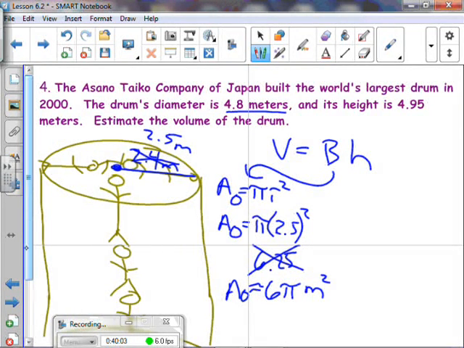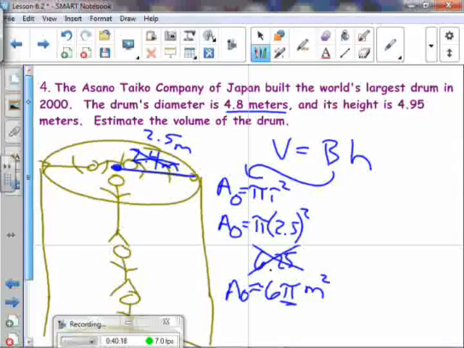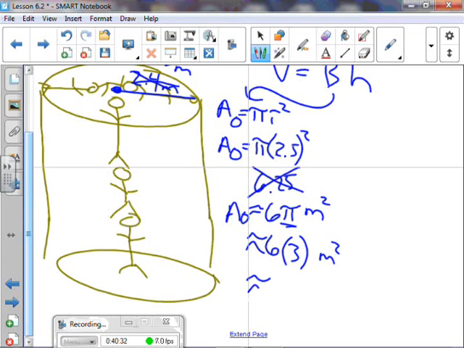The height, or even before I get to the height, because I am approximating, I am going to say, hey, you know what? This pi, let's plug in for that, but let's not use 3.14 right now. Because I want to approximate, and I can't stress this enough, it says to estimate the volume of the drum, so that is why we're allowed to do this. I can say this is about 6 times 3 meters squared, which is about 18 meters squared.